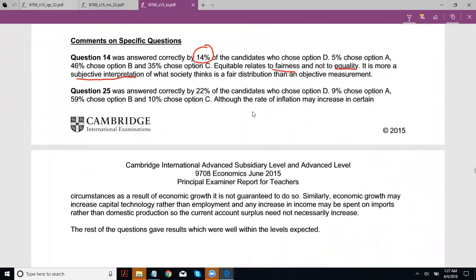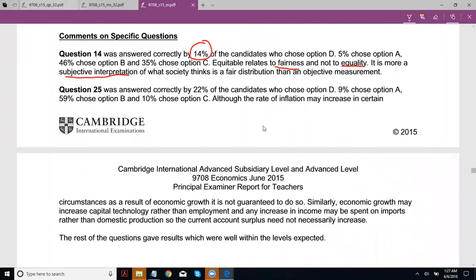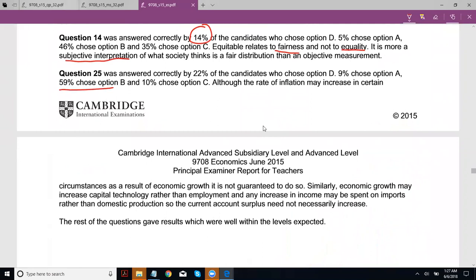In fact, I can show you what the exam report says on this, because the majority chose B, like me. Only 22 went for D. It says, although the rate of inflation may increase in certain circumstances as a result of economic growth, it is not guaranteed to do so. Similarly, economic growth may increase capital and technology rather than employment, and any increase in income may be spent on imports rather than domestic production. So the current account surplus need not necessarily increase, and that's another explanation.